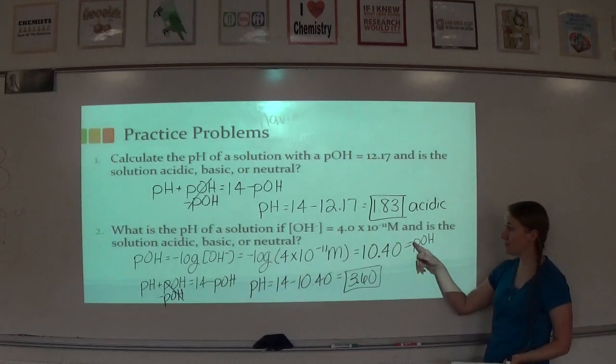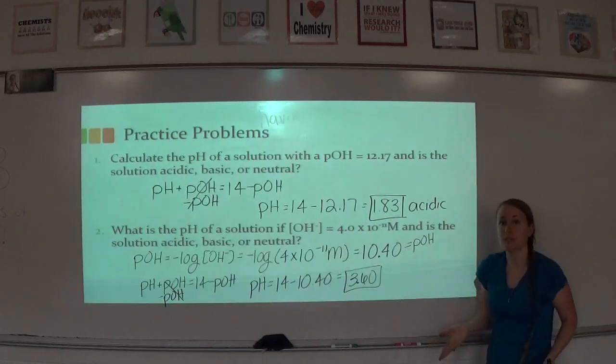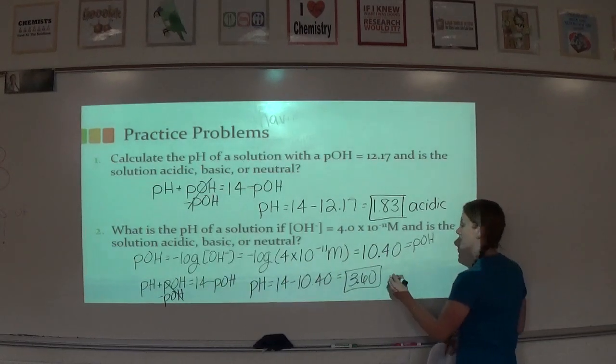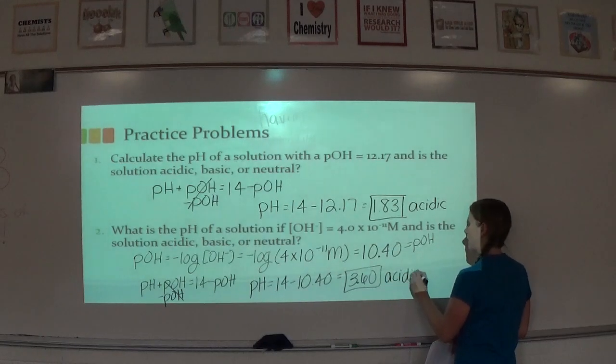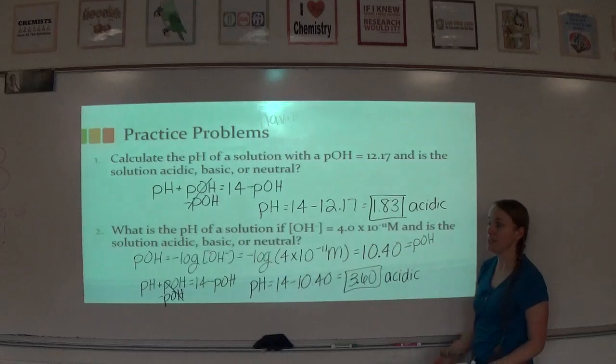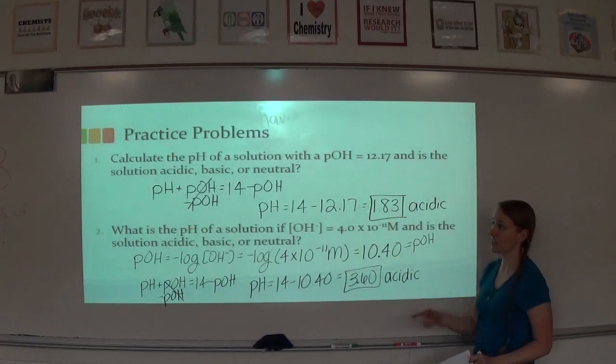Now remember, you can look at pOH to tell acidic, basic, or neutral, or you can look at pH. It doesn't make any difference. I'm going to look at pH. It's less than 7, so it's acidic. However, pOH is more than 7, so it's still acidic. It doesn't matter which one you look at. Just make sure you know which scale you're supposed to be looking at.